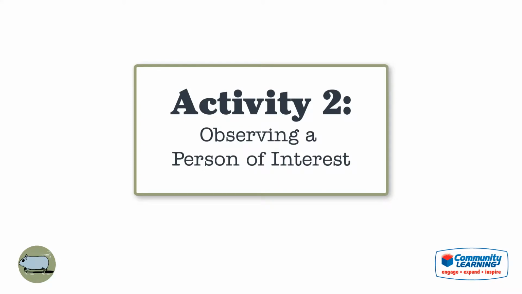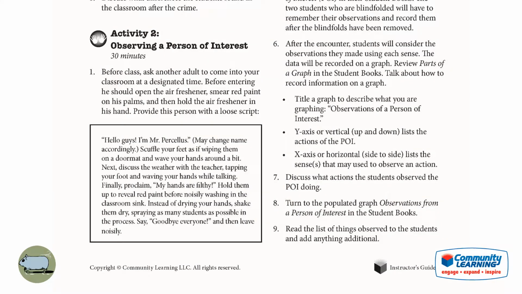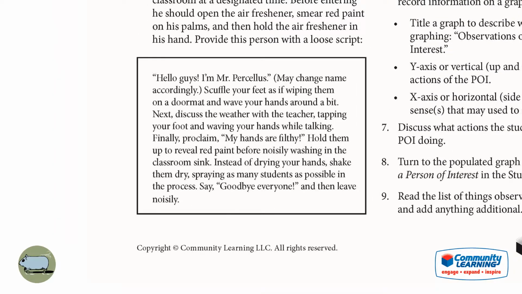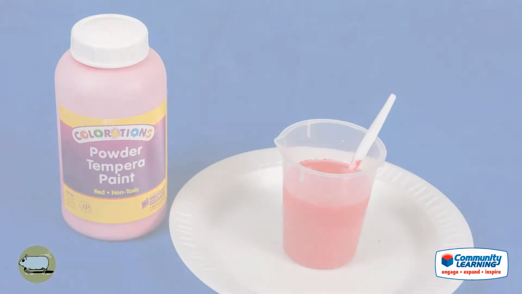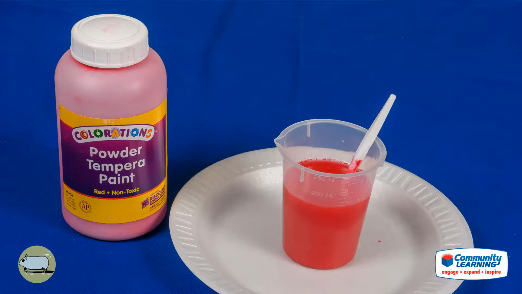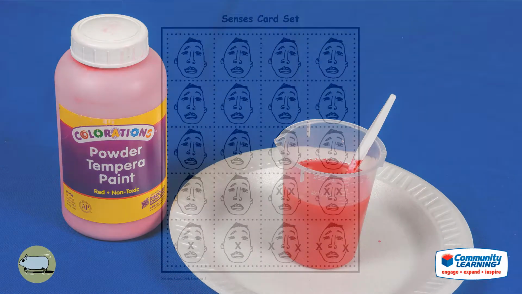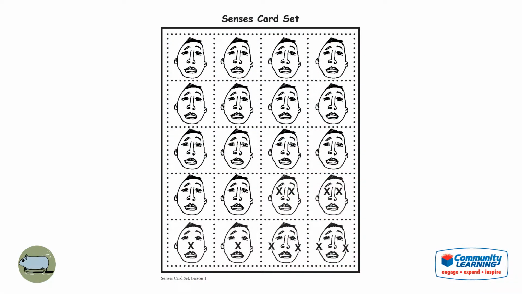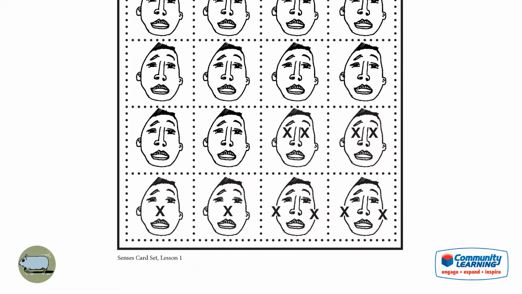Activity 2. Observing a person of interest. Before beginning this lesson, the instructor will need to recruit a non-class member to visit your class as a person of interest. Provide him or her with a loose script and have him or her open the air freshener and smear red paint on their palms. Before letting your person of interest in your room, hand out a sense card to each student.